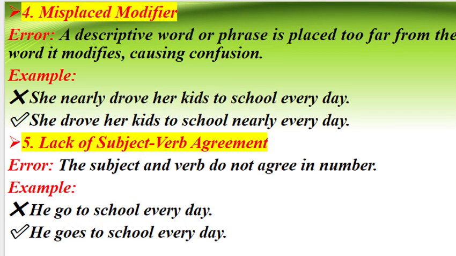4. Misplaced modifier: a descriptive word or phrase is placed too far from the word it modifies, causing confusion. Example: "She nearly drove her kids to school every day." It is wrong. "She drove her kids to school nearly every day." It is right. 5. Lack of subject-verb agreement here: the subject and verb do not agree in number. Example: "He go to school every day." It is wrong. "He goes to school every day." It is right.